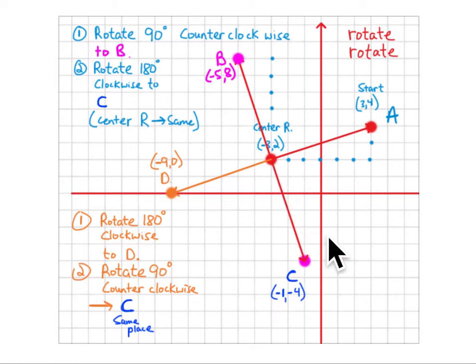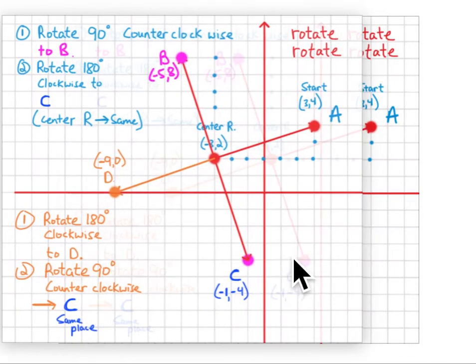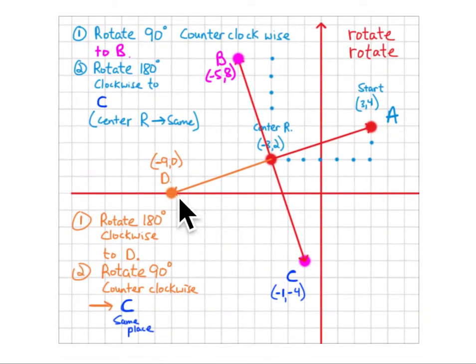So now let's do it the opposite way. We're going to start at A, and we're going to rotate 180 degrees clockwise first to D, and you end up here. And then we're going to rotate 90 degrees counterclockwise. We're going to end up at that same point, C. So again, if you have two rotations in a row, the order does not matter. You have to use the same center of rotation, and that does not change.